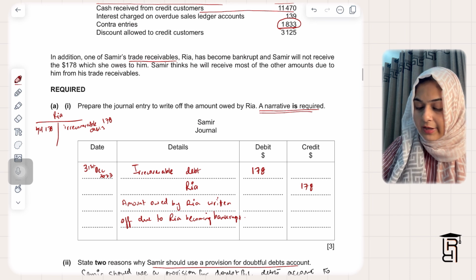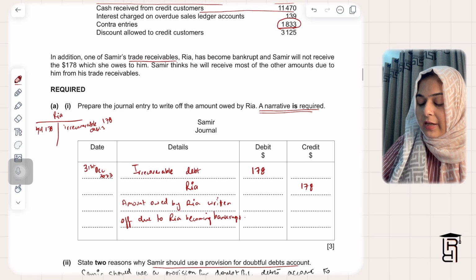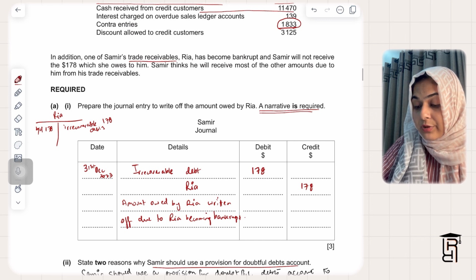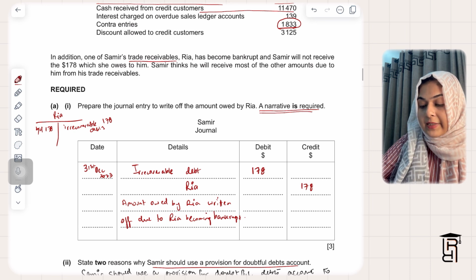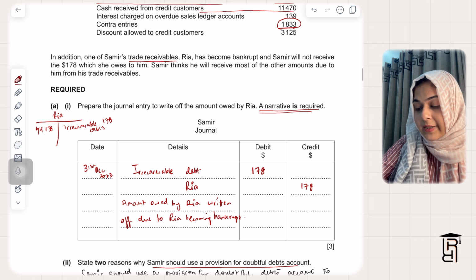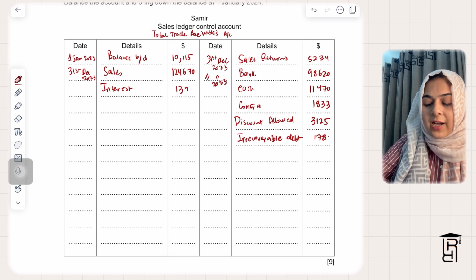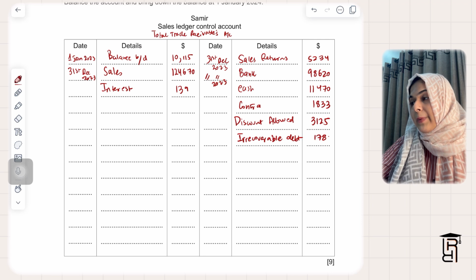And then discount allowed to credit customers. So when we allow discount to our credit customers, discount allowed account is debited and trade receivable account is credited. So I'll write here discount allowed, I will write here 3125. 3125 is the amount. And then there was an irrecoverable debt by RIA. So the amount that RIA owed us, we actually wrote it off as irrecoverable debt. So I'm going to write here irrecoverable debt $178. RIA owed us, but she wasn't able to pay because of bankruptcy.